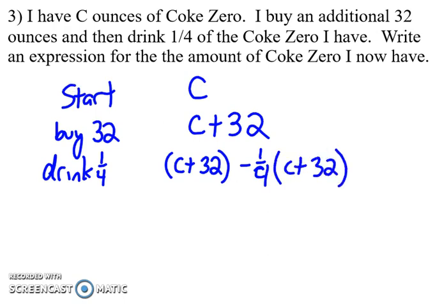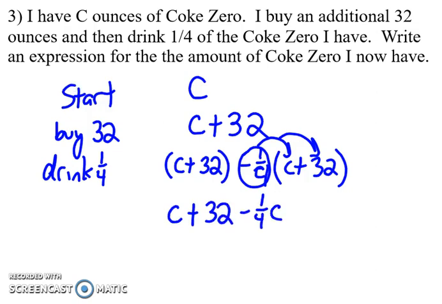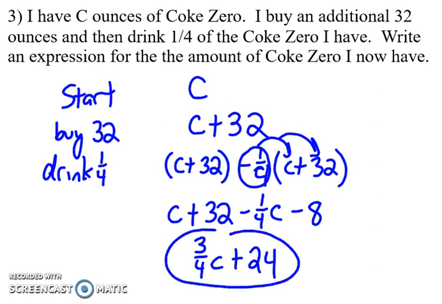Think about if I'd had, I'll put a number there, 30 ounces. I'm not drinking a fourth of 30 ounces, I'm drinking a fourth of 62 ounces. So again, I want to take my minus one fourth and distribute it. So that would become 1C plus 32 minus a fourth of C minus a fourth of 32, which is 8. 1C minus 1 fourth gives me 3 fourths C. 32 minus 8 gives me plus 24. And there's my solution for this problem.